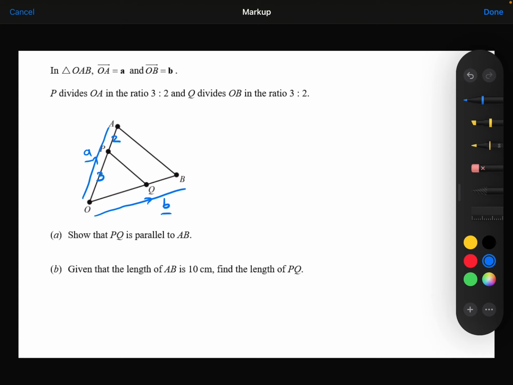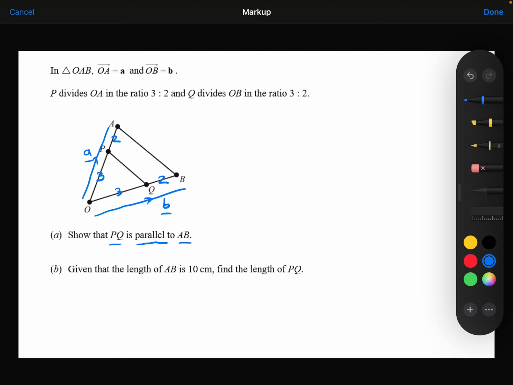Q divides O to B in the ratio 3 to 2. So this part is 3, this part is 2, and again there's 5 parts there in total. We need to show that PQ is parallel to AB. So we need to show that one of them is a multiple of the other one.